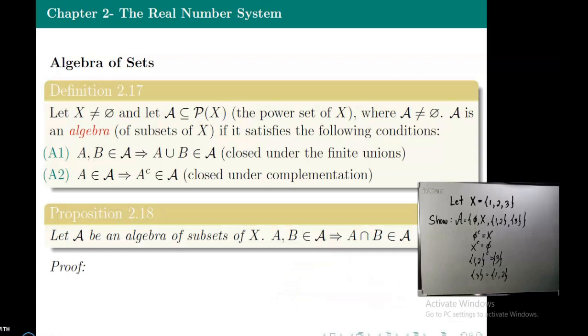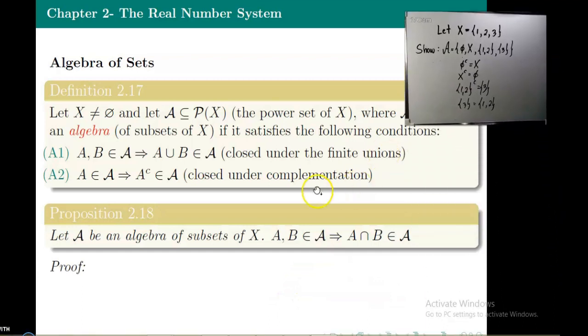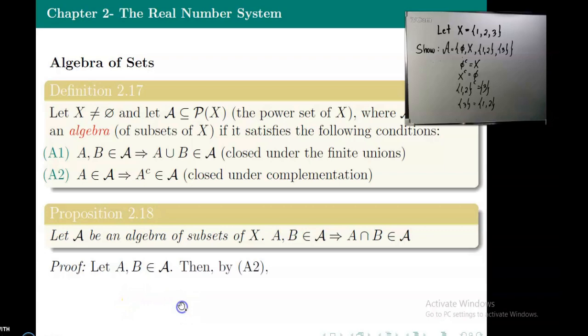Now let's have here the proposition. We let script A be an algebra of subsets of X. Then, if two sets are in the collection, then their intersection is in the collection. So let's prove it. We let A and B be in the collection, because that is our assumption, and then we will show that their intersection must be in the collection.